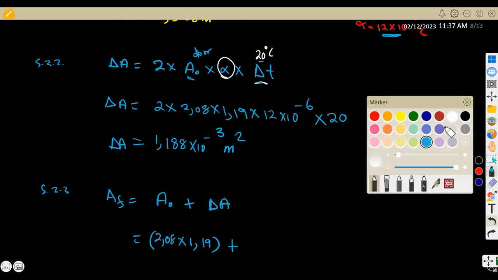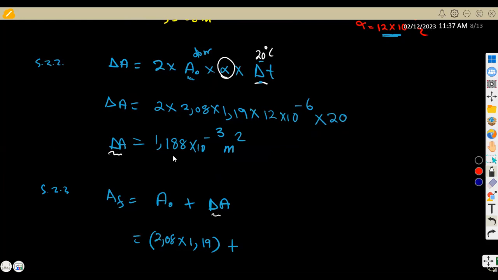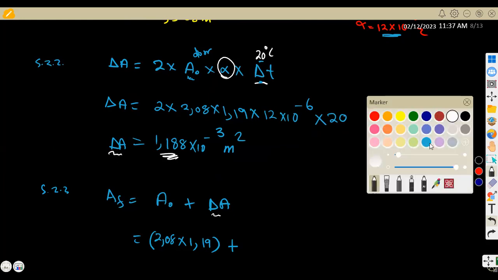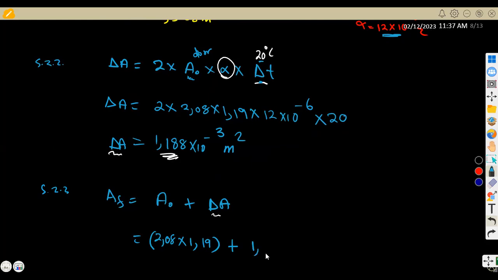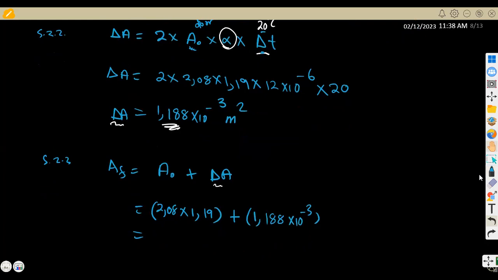The change in area is representing this area that we calculated before. So we are simply adding this. That's 1.188 times 10 to the exponent of negative 3. So you combine the two, we have got the final area. This is our final area, guys, which is going to be something like 2.476 square meters. All right, so take note, this is area, and area is measured in square meters.